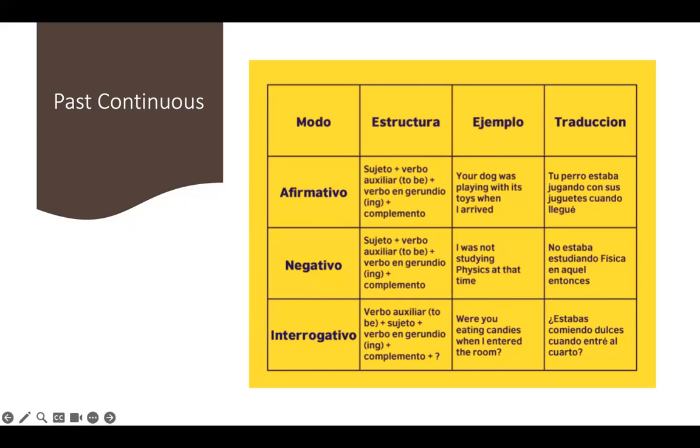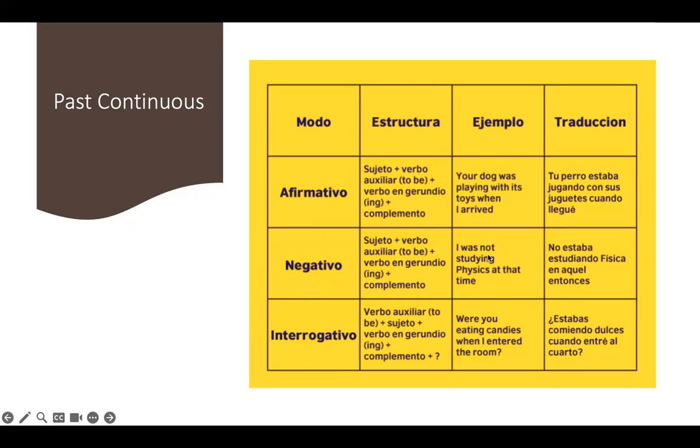Estaba jugando. So, that's the main difference. Acá tenemos la forma negativa, porque como les acabo de mencionar, todos los tenses de los que estemos hablando tienen su forma afirmativa, negativa e interrogativa. So, here we have the negative form: subject plus verb to be, en forma de auxiliar, plus the verb in gerund, el verbo en gerundio, o sea, el ing, plus the complement.